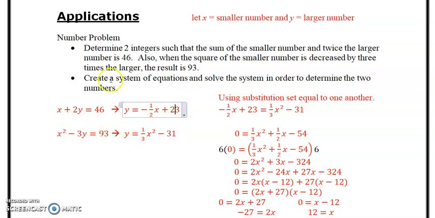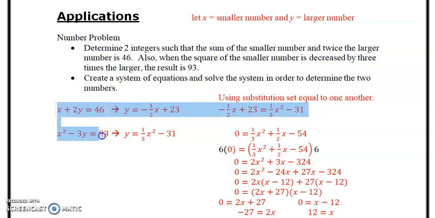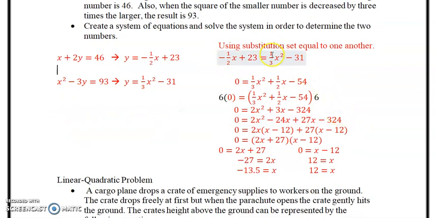Then I got a quadratic in the second statement. It says also that when the square of the smaller number, so the smaller number squared, is decreased by 3 times the larger number, so subtract 3 times the larger number, y, it is equal to 93. I just said the same thing. Set them both equal to y. Then I set them equal to one another. Could have done elimination here with the y's. It's up to you. It would still work out.